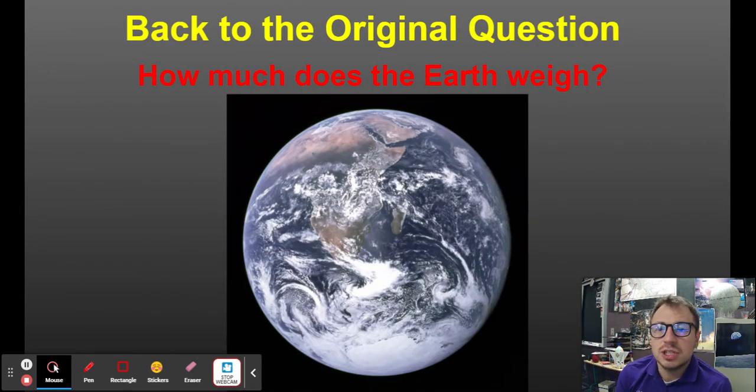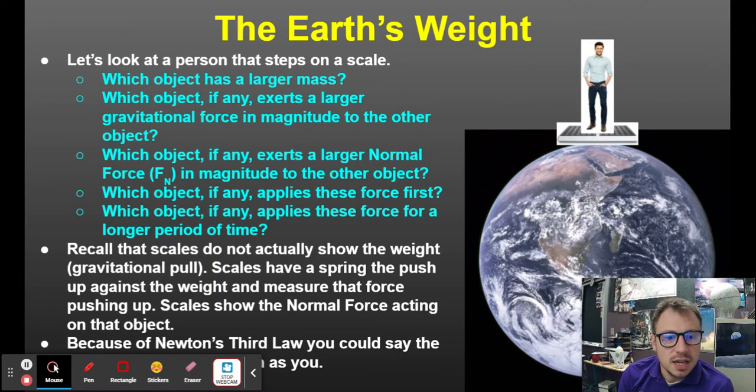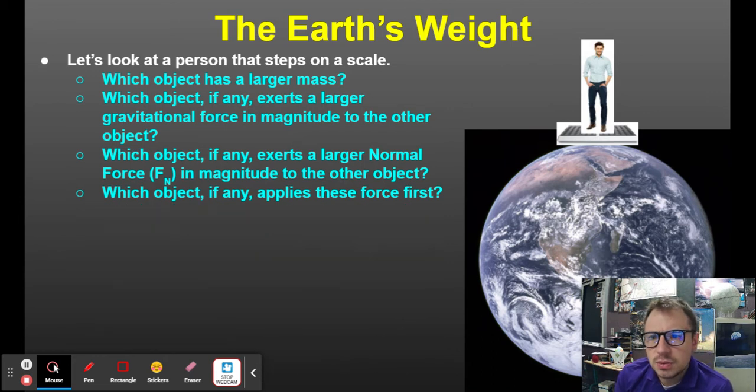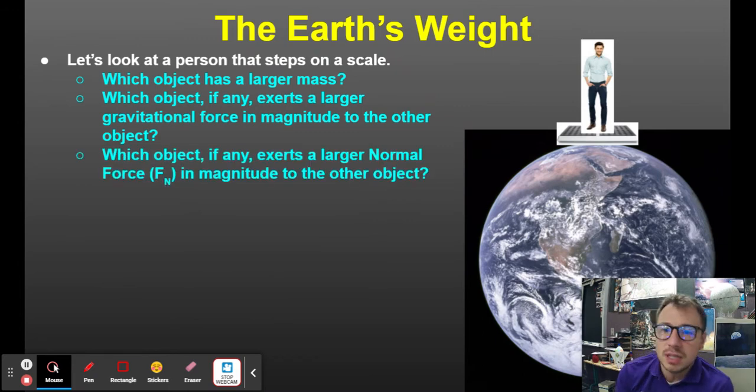So let's answer this question. How much does the earth weigh? If you're looking at a scale, well, essentially weight is the force of gravity. So you don't really ask how much does the earth weigh. That doesn't really make much sense. Because if you look at a person on a scale, which object has a larger mass? Well, it's going to be the earth. Which object, if any, exerts a larger gravitational force in magnitude on the other object?